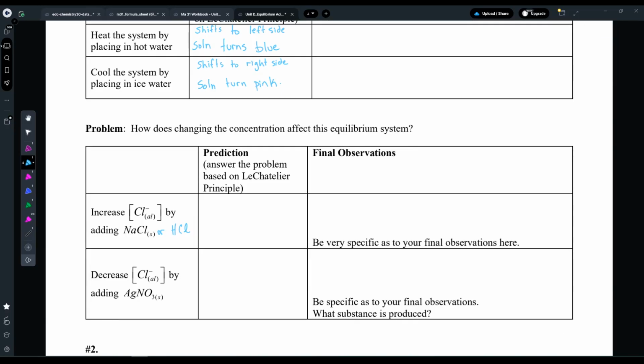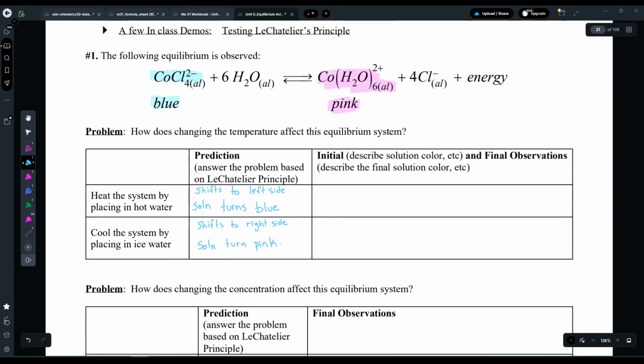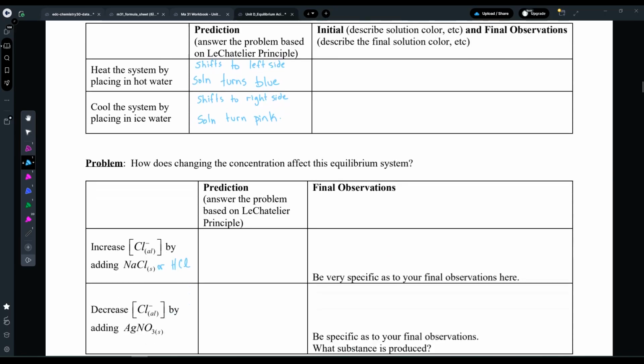So take a moment to figure out your prediction. That means which side is this equilibrium going to shift to, either to the right side or the left side, and what color is that going to cause the solution to turn, either pink or blue?